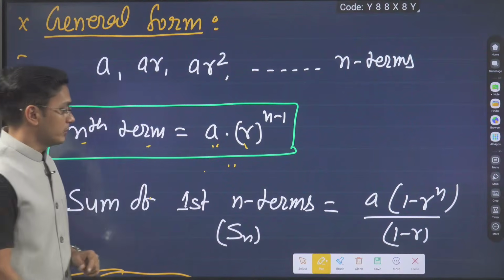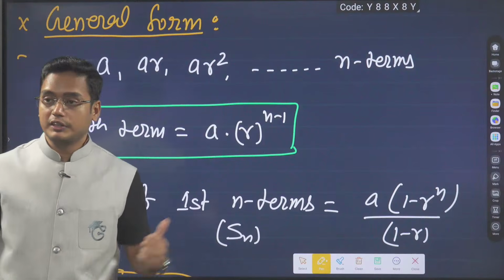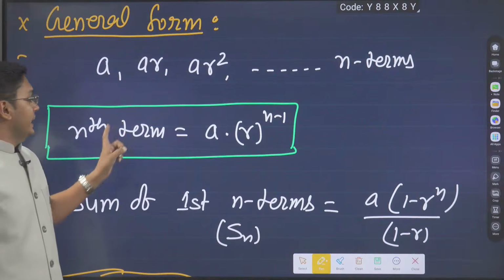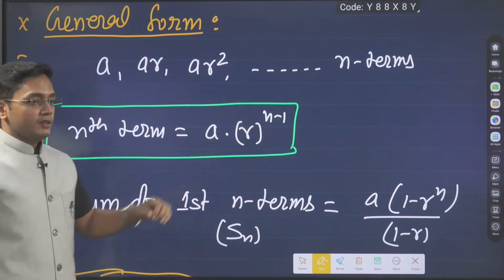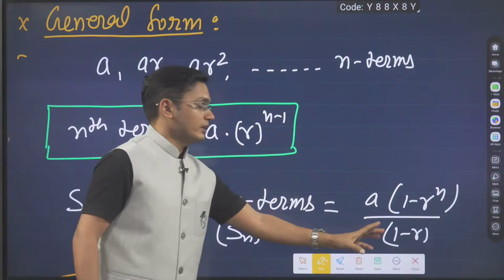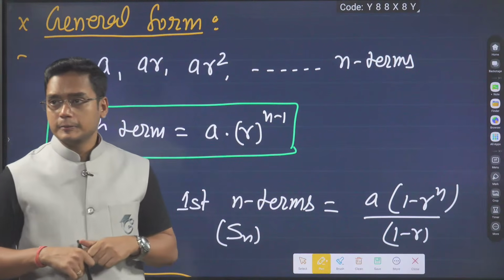So write down both formula. Then we'll come to the third formula, which is most important and used in physics frequently. Write it. Nth term formula, A into r to the power n minus 1. And sum of first n term formula is A into 1 minus r to the power n upon 1 minus r. Done? Quickly respond. Yes.